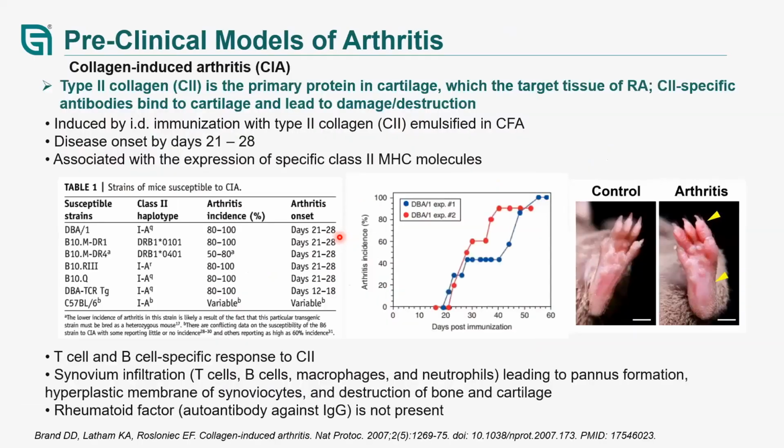This slide describes a collagen-induced arthritis mouse model of rheumatoid arthritis. The disease incidence in the preclinical CIA model, or collagen-induced arthritis model, is associated with the expression of specific class II MHC molecules. Different strains of mice have different sensitivities to CIA induction and disease. The CIA model is considered the gold standard preclinical model and typically uses the DBA/1 mouse as the source for this disease.